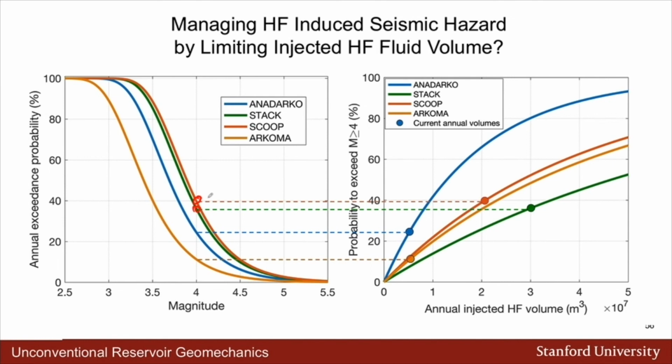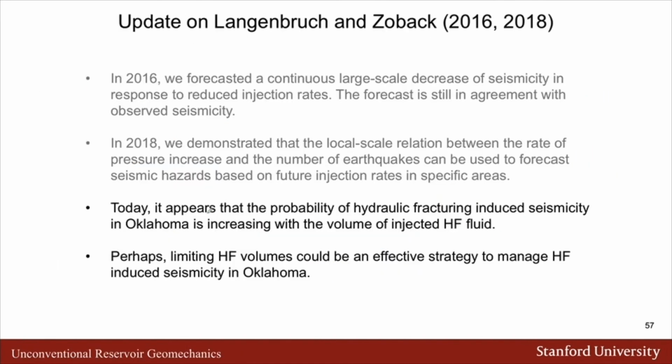In the Anadarko area and the Arkoma area, the injected volumes are appreciably less, but the probability is twice as high in the Anadarko area because the seismogenic index is higher. So you can basically see how area and perturbation are combined in order to illustrate what's going on.